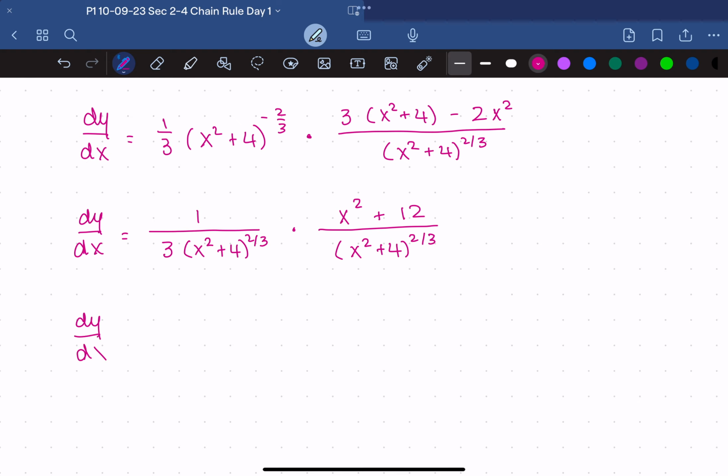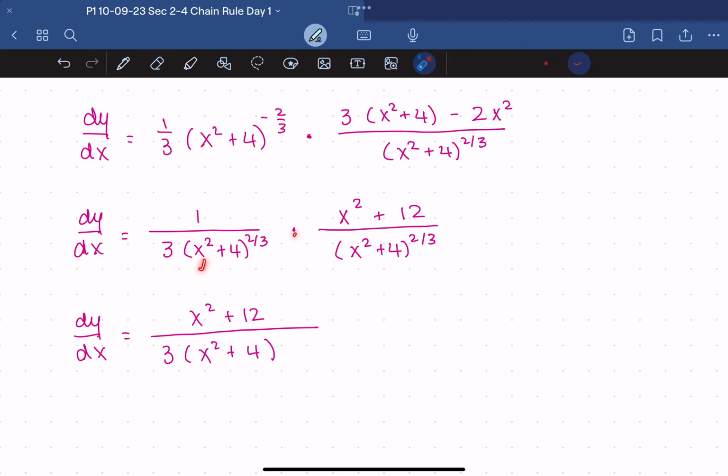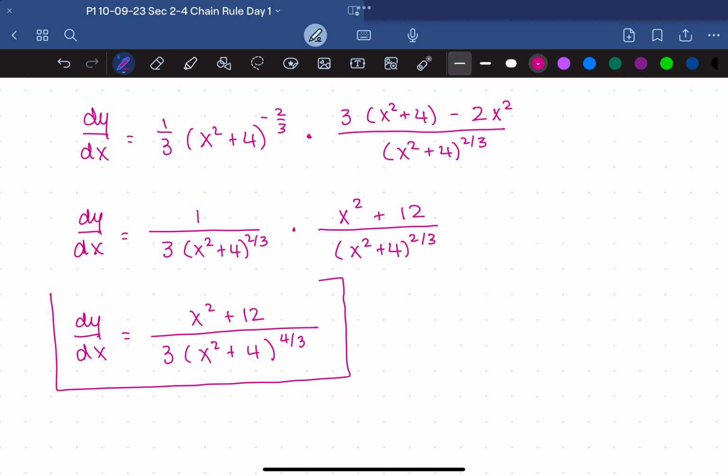And so finally, I will have x squared plus 12 over. Remember what happens when you multiply with the same base? I'm going to multiply this times this. We're going to add the exponents and get to the power of 4/3. And there is our answer, factored and simplified.